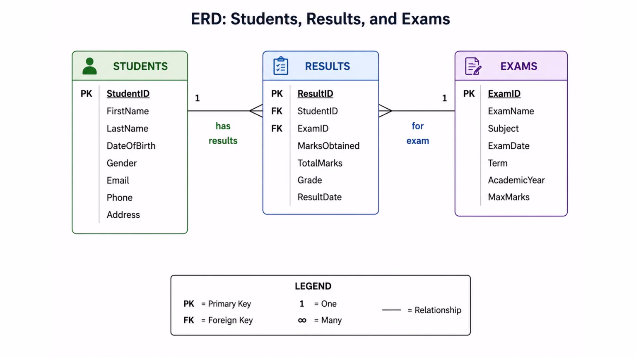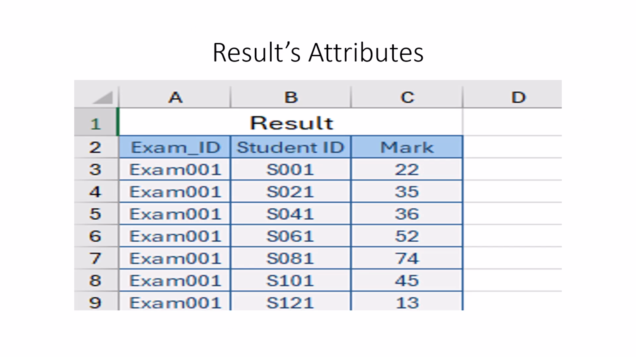The main relationships are: one exam can have many students, and one student can have many exams. So we'll add another entity to manage a student's result. And the attributes of the results entity are student ID, exam ID, and mark obtained.